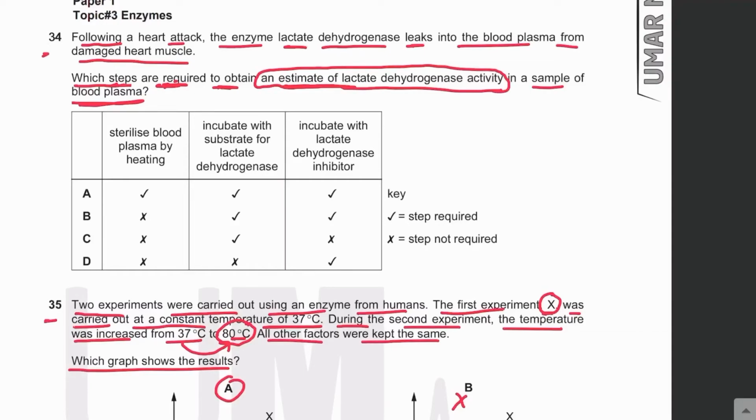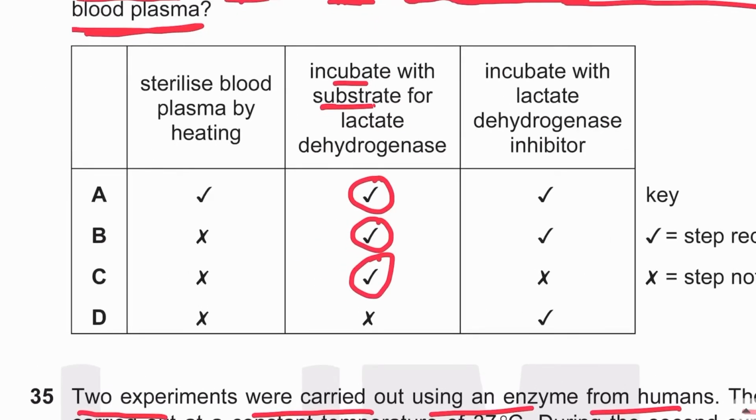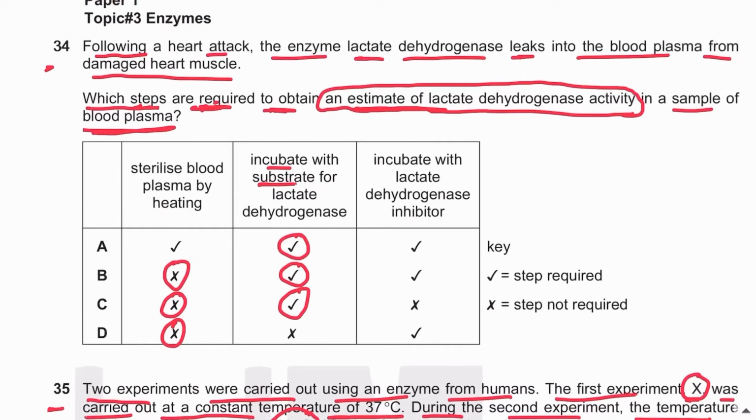So guys, if we want to estimate the lactate dehydrogenase activity in the blood plasma, we need to incubate the lactate dehydrogenase with the substrate. So this should be a tick. And sterilize blood plasma by heating. We don't need to heat the blood plasma because if we heat the blood plasma, lactate dehydrogenase will denature and we will not be able to obtain the estimate of the lactate dehydrogenase activity.